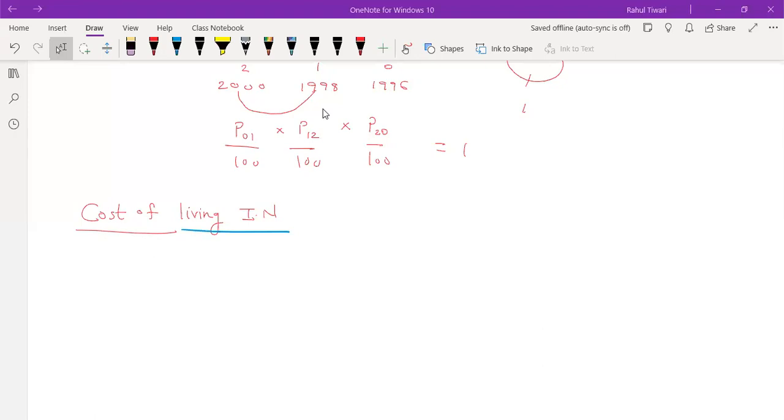It measures percentage change in the prices at a particular class of people. It indicates percentage increase or decrease in the amount required to purchase certain commodities in a given year as compared to the base year.